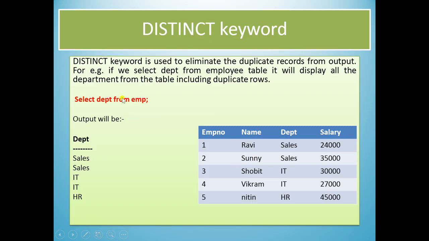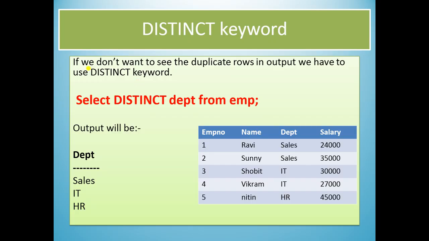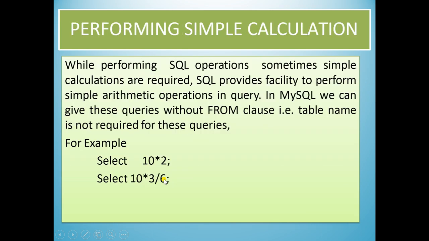Now you can see when you write this command, then it will give you the values including duplicate values also. Okay. So if you will write the command like this, select distinct department from EMP, then it will just give you the values of department: sales, IT and HR. Okay, without repetition.